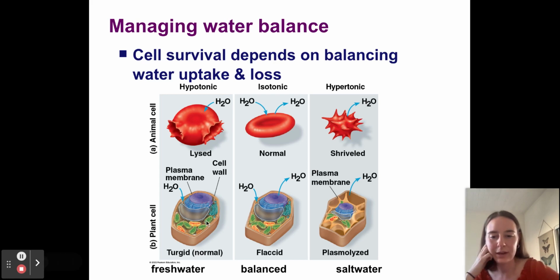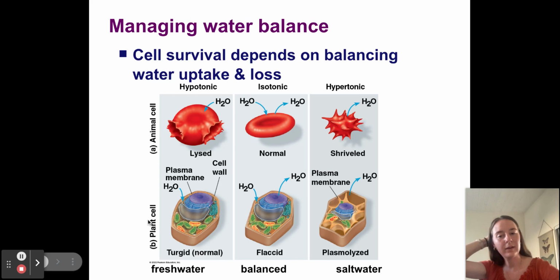In the same way, let's look at plant cells. If you put a plant cell in fresh water, then what direction will water flow? Well, remember, we are putting it in a hypotonic solution. So there's basically more water outside the cell than inside.